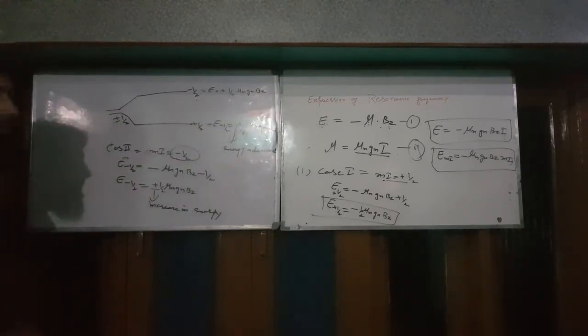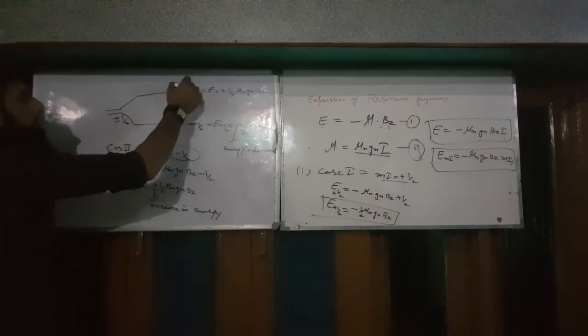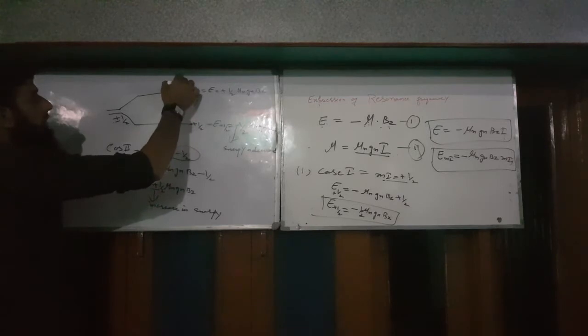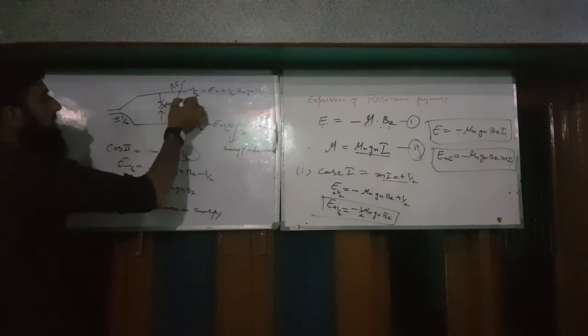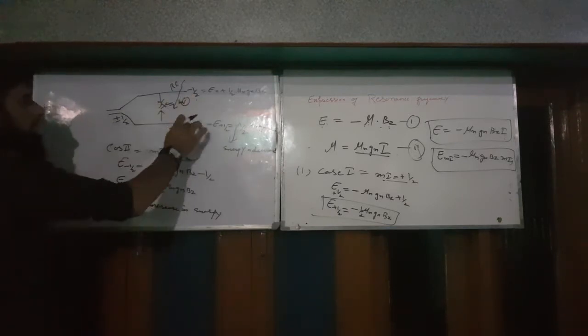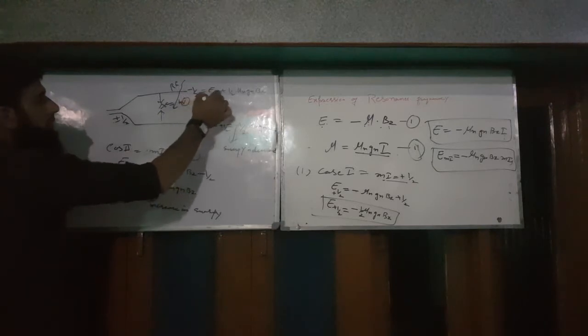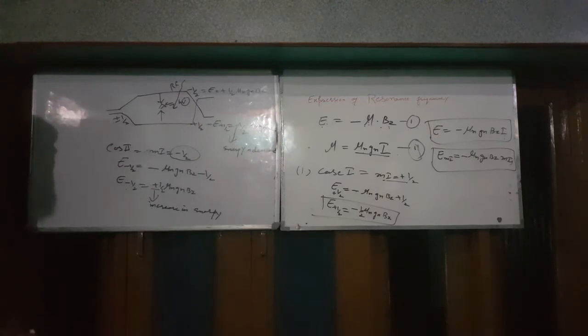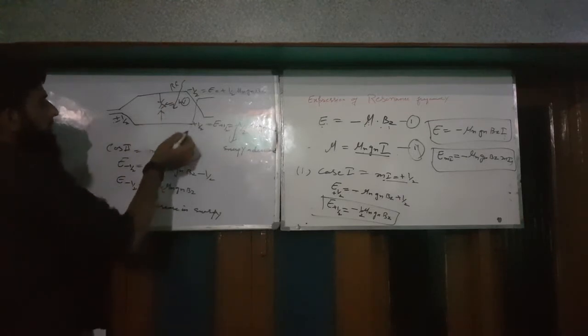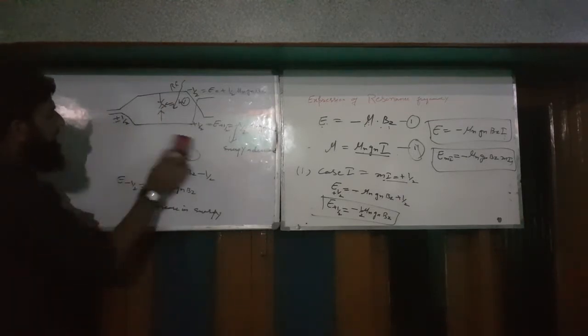Then I have told you, if we shine on our sample RF, radio frequency, of energy equal to delta E, and this delta E is equal to h nu, what will happen? The plus 1 by 2 state will flip into the minus 1 by 2 state, and the minus 1 by 2 state flips into the plus 1 by 2 state, and this process is known as flipping.